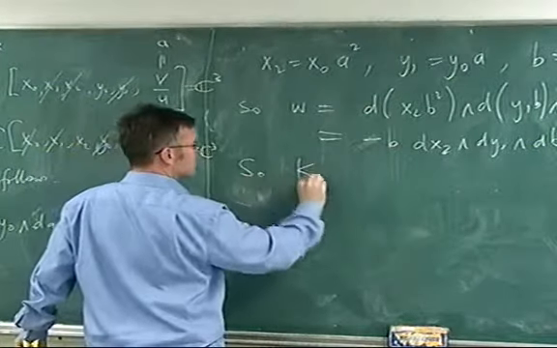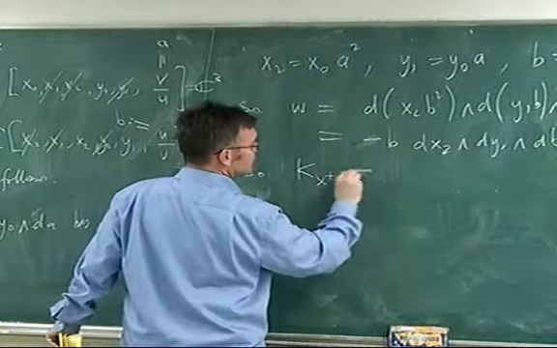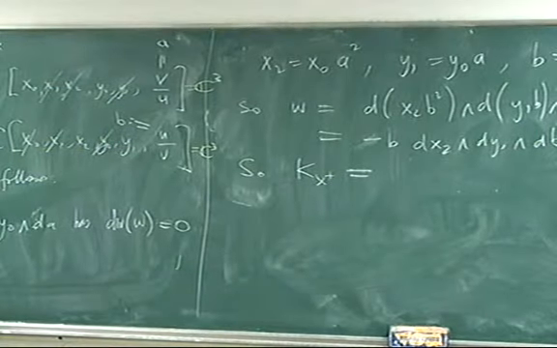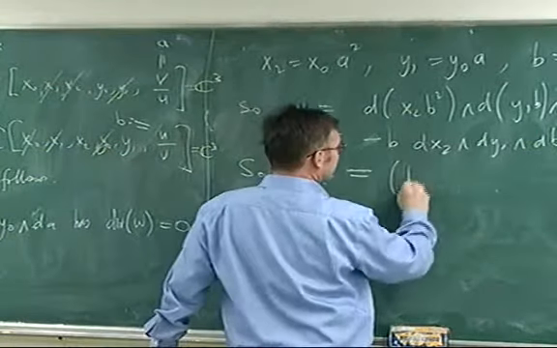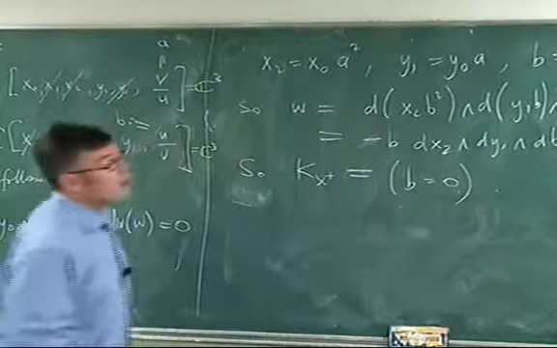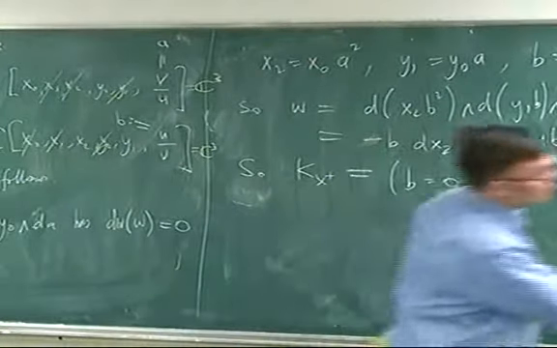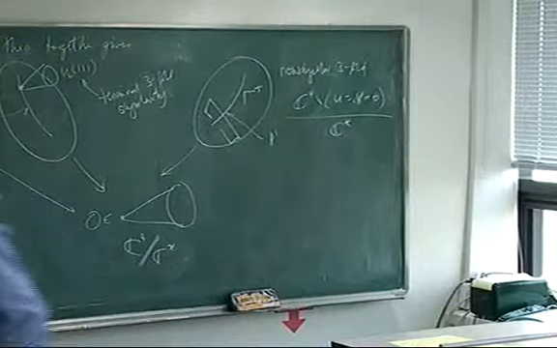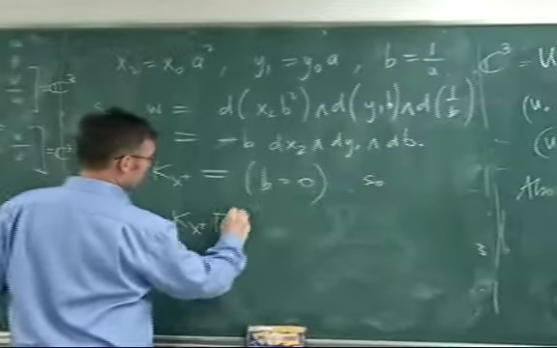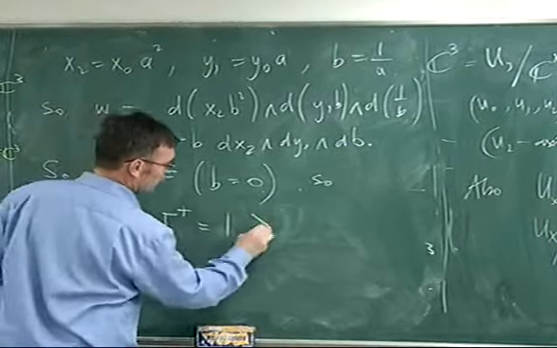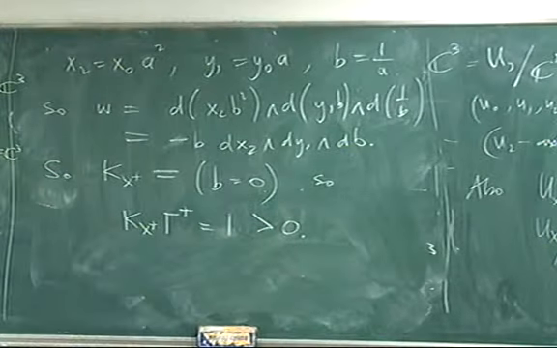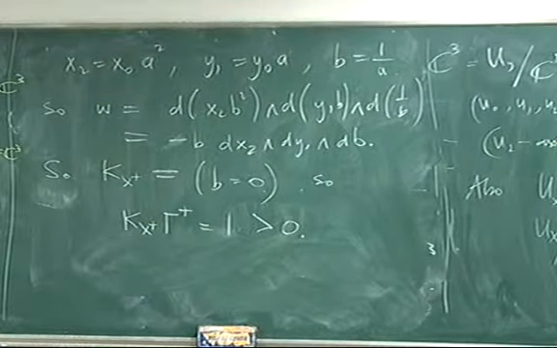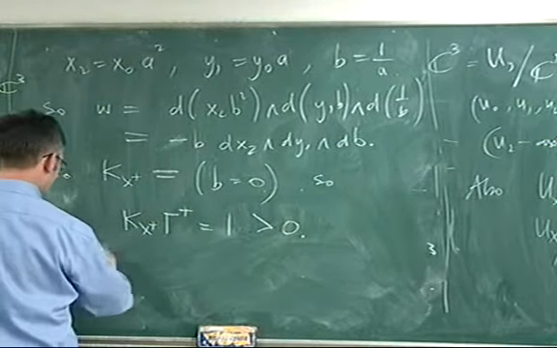So the canonical class of x plus is the zeros and poles of this differential form omega. So it's b equals 0. And b equals 0 is, in one of these affine patches, this nice transverse plane to gamma plus. So kx plus times gamma plus is equal to 1, which, as claimed, is equal to 0. So you can check.